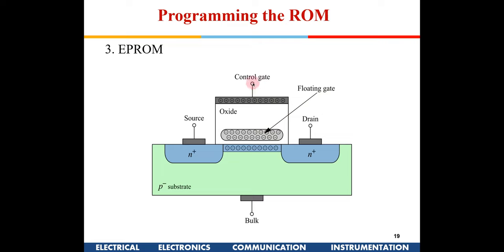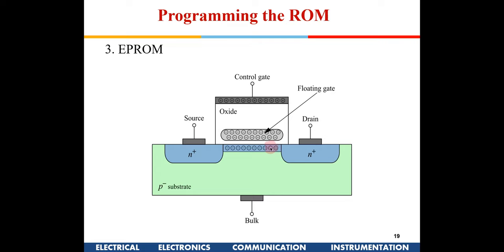Now, when I give a high positive voltage out here, suppose the normal operation is just 5 volt, but for programming this, I give 20 volt here, and I give 5 volt out here, and I give ground here. So once I give 5 volt and ground here, this is like a normal NMOS.